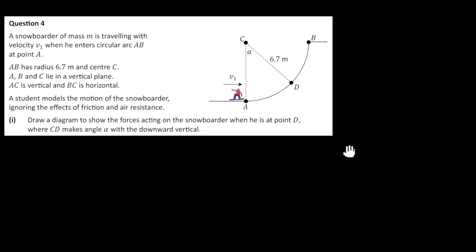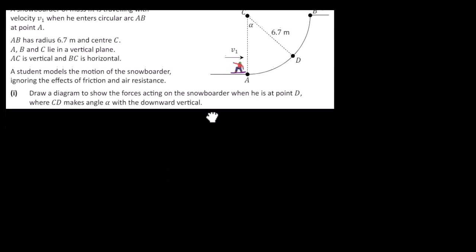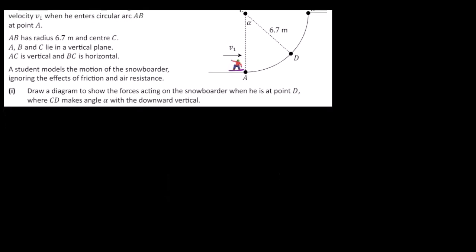Draw a diagram to show the forces acting on the snowboarder when he is at a point D, where CD makes an angle alpha to the downward vertical. Okay, so let's do that. So we're going to take the snowboarder, let's say here, this is at the point D. We're going to put in the weight first anyway, so that's down along here.